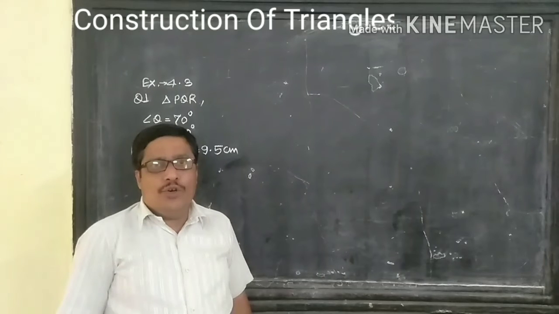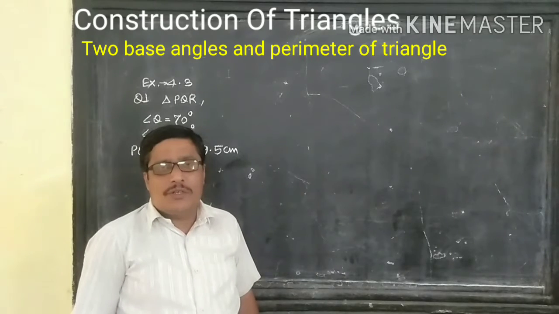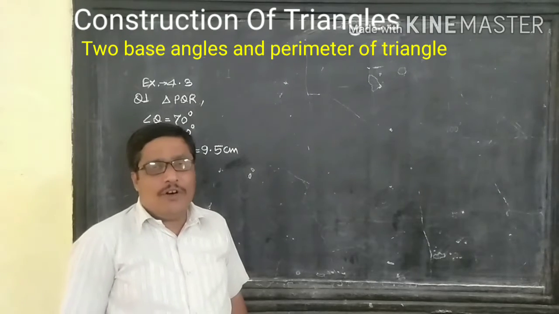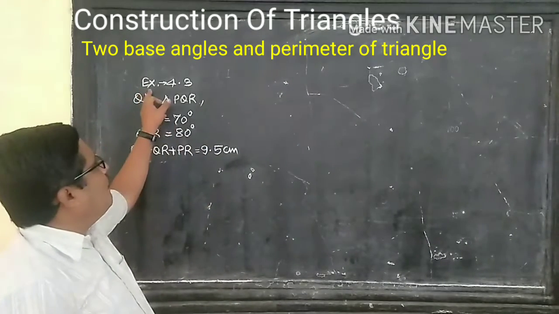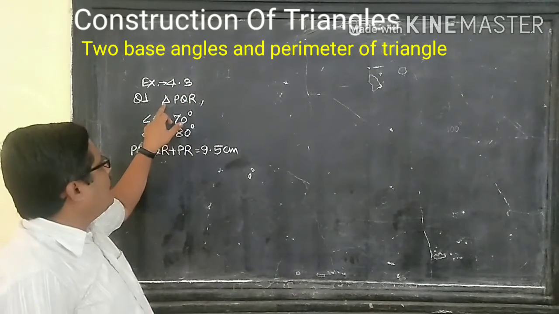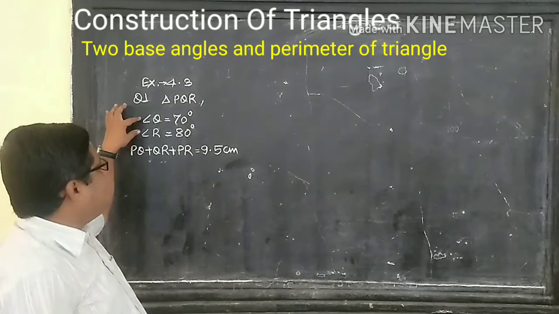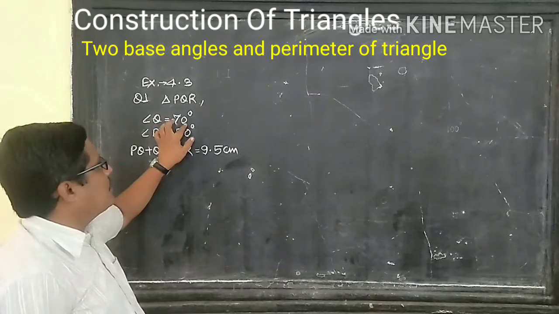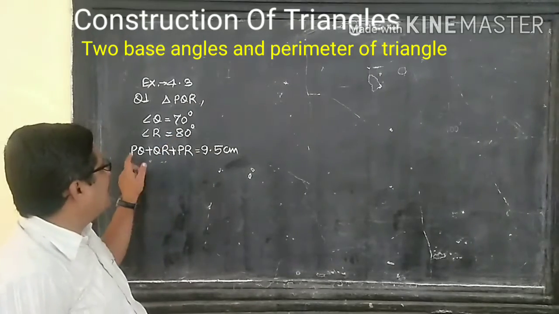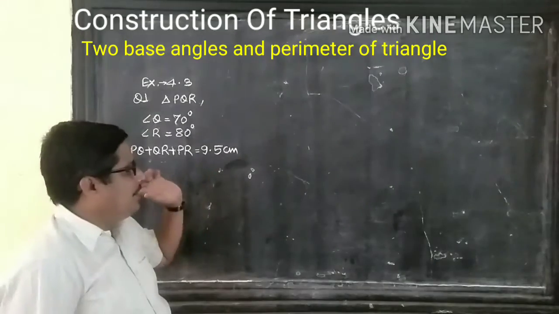Students, now in this video we are going to learn the third way of construction of triangle, in which two base angles and the perimeter of triangle is given. For that I have taken one example from exercise 4.3, that is question number 1. We are going to construct triangle PQR where two base angles, angle Q of measure 70 degree, angle R of measure 80 degree are given, and the perimeter of triangle is 9.5 centimeter.